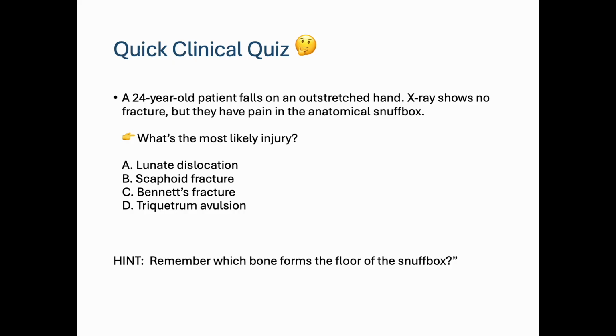Let's start by having a very quick look at this clinical question. So we've got a 24-year-old patient who had a fall on an outstretched hand, went to the hospital, had an x-ray, and it came back that everything was good. No fracture. However, the patient still complains of pain around the anatomical snuff box. What do you think is wrong with this patient?